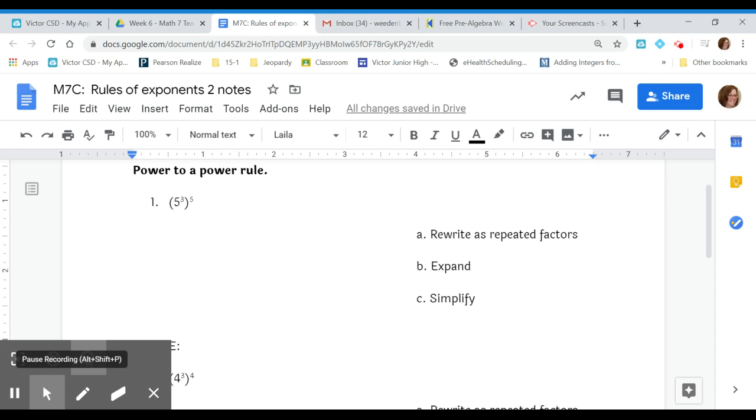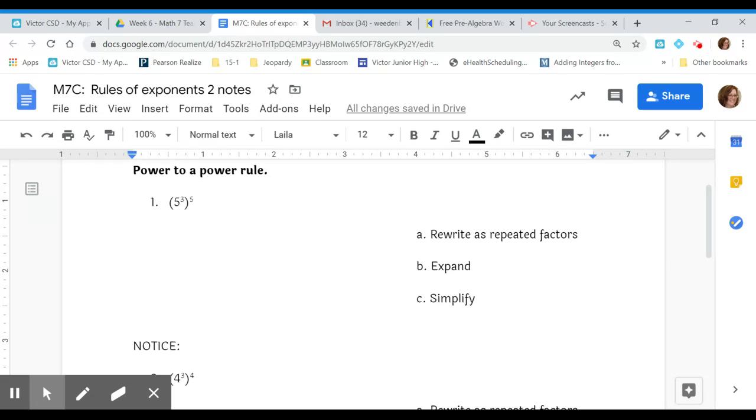Our next rule is called the power to a power rule. In this case, we have 5 to the third, which is a number with an exponent, and we're going to raise that to the fifth power. So there's two exponents here is basically what it means.